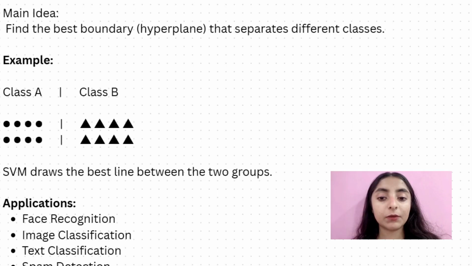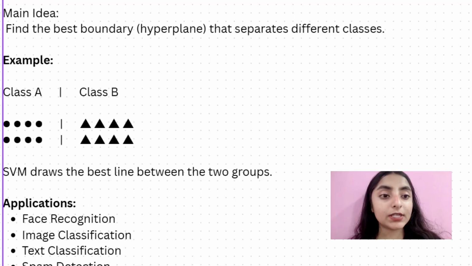In real time, linear regression is used in house price prediction, sales forecasting and stock trend analysis. Logistic regression is used in spam detection, disease prediction and customer churn prediction. And SVM is used in face recognition, handwriting recognition and fraud detection. This is the simple and easy explanation of supervised learning, linear regression, logistic regression and also support vector machine.